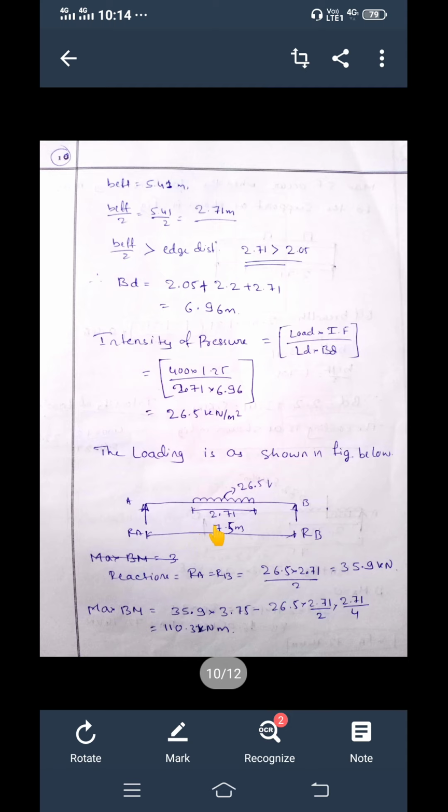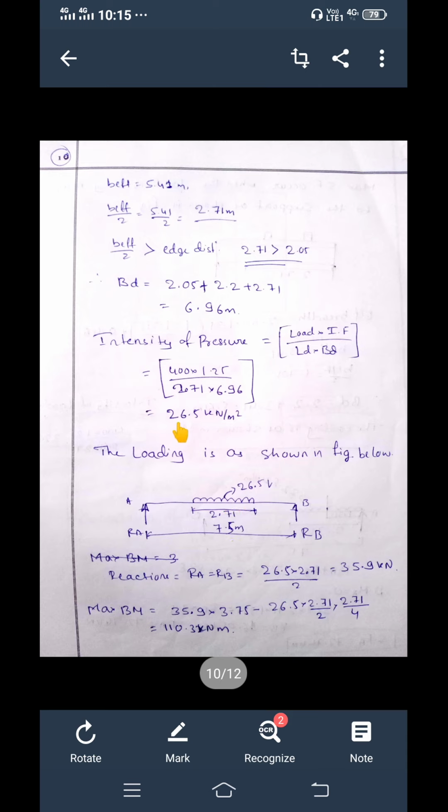So find out the reactions. RA plus RB is equal to 26.5 into 2.71. You will get the total load, and divided by 2 you will get the reaction at RA or RB. RA and RB are equal because it is symmetrically loaded, so it is 35.9. So where will be the maximum bending moment? It is at the center. So take the moment at the center.